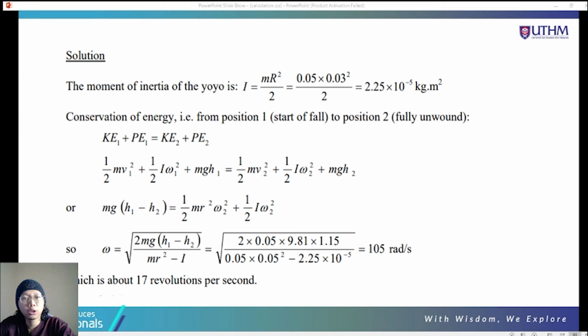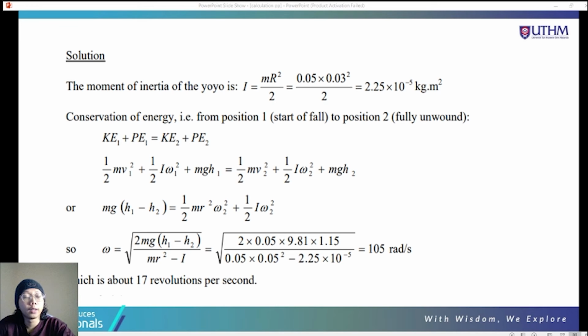When we are using conservation of energy, we can change the formulas of kinetic energy and potential energy into 1 over 2 mv squared plus 1 over 2 I omega squared plus mgh1 equals 1 over 2 mv squared plus 1 over 2 I omega squared plus mgh2. This is our formula, and we need to simplify it. When we simplify it, we will get omega equals square root of 2 mg (h1 minus h2) over (mr squared minus I).